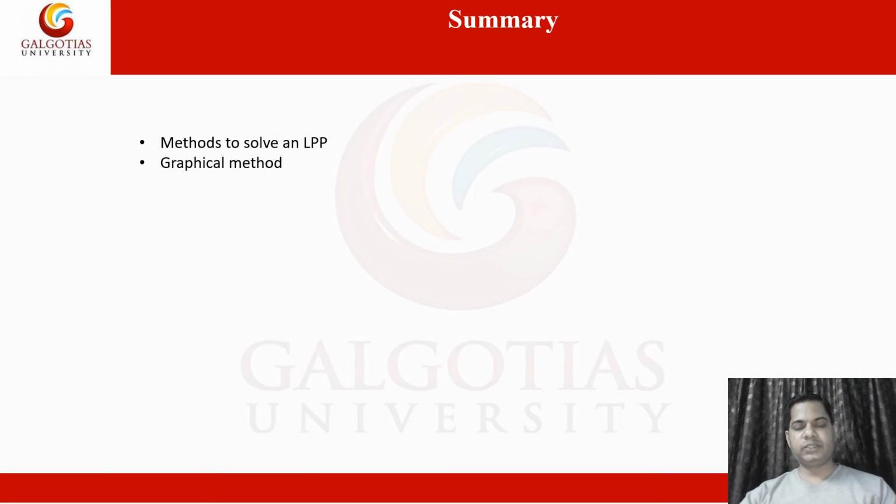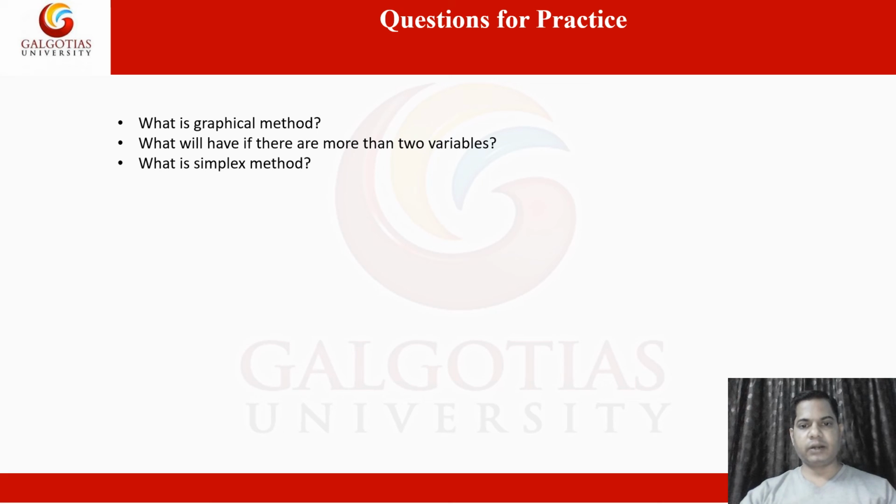So the summary of this class is what we have studied here. We have studied the method to solve an LPP, and we have studied the graphical method: how to solve an LPP with two variables by a graphical method. Now the questions for practice. When we ended the last class, the question was how to solve an LPP. So in this class, I said that there are two types of methods to solve an LPP. The first question is what is the graphical method, and what is the simplex method.